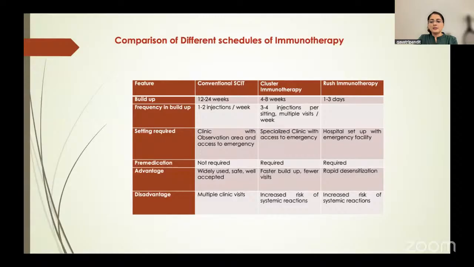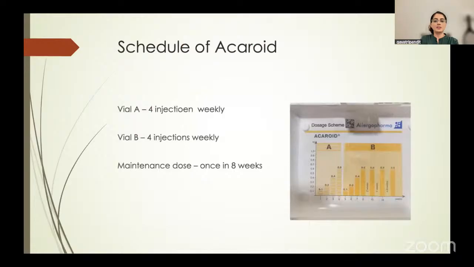With cluster immunotherapy, yes, you are building up faster, but there are chances of systemic reactions. The advantage of both these modalities is rapid desensitization. The disadvantage of the conventional schedule is that it takes a longer time, but the disadvantage of cluster and rush immunotherapy is a very high risk of systemic reactions.